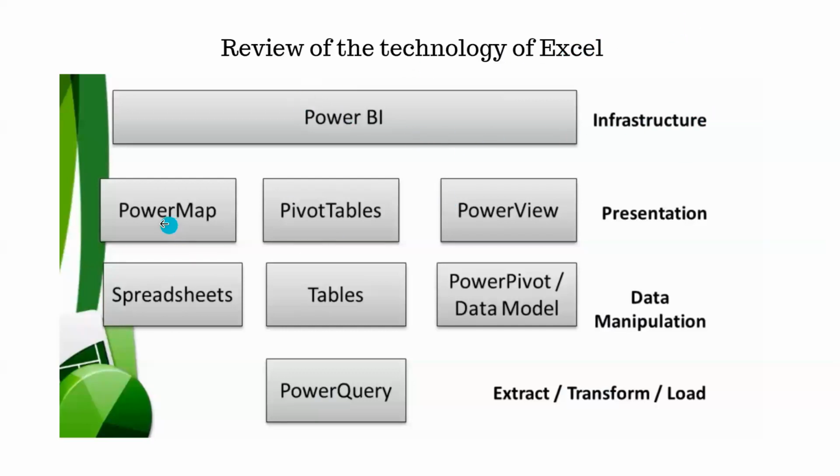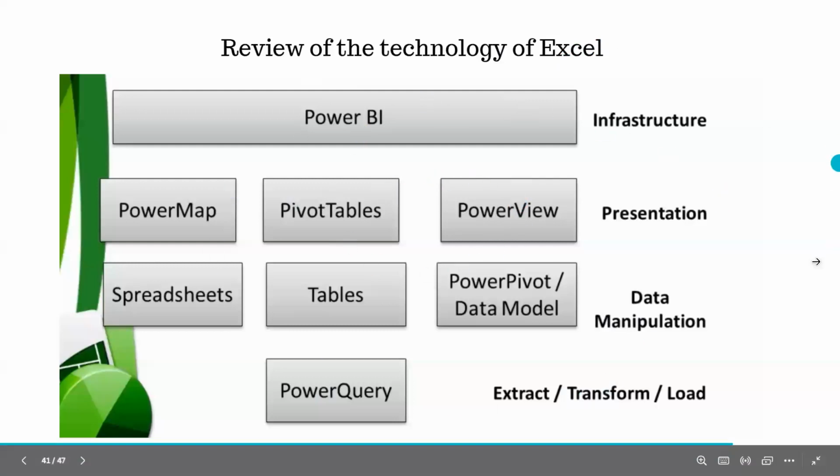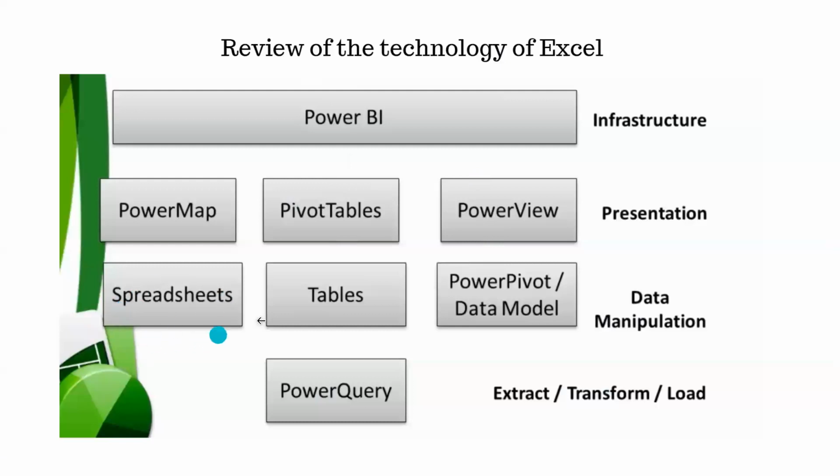But in Excel, we've got Power Map, we've got pivot tables, which we have started to use. We've got Power View. Power View is more of a Power BI canvas where we have our charts. We've got the spreadsheets in Excel, the tables. Power Pivot, we've got this in Excel as well, which is the data model in Power BI. Those two are the same thing.